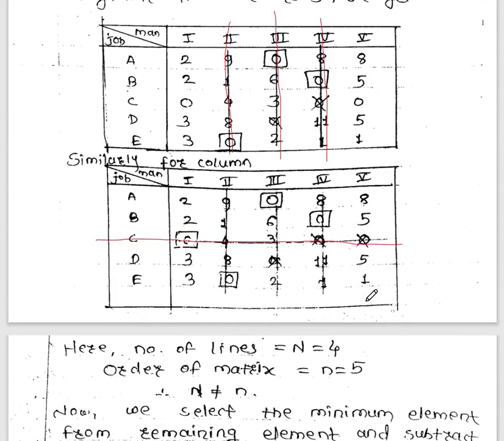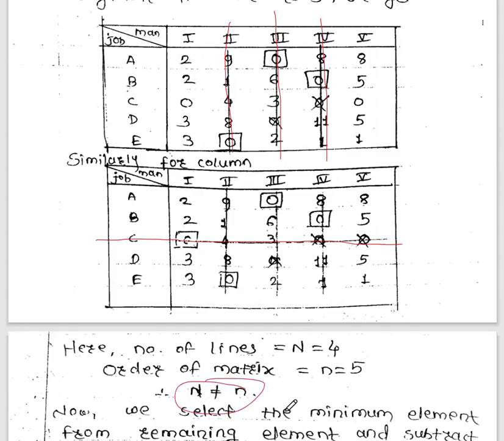Okay, now we have to check the number of lines. Capital N equal to 4, and the order of the matrix, that is small n, is 5. That means the condition capital N equal to n is not satisfied. So we have to make the condition n equal to capital N, so we go to the next step.